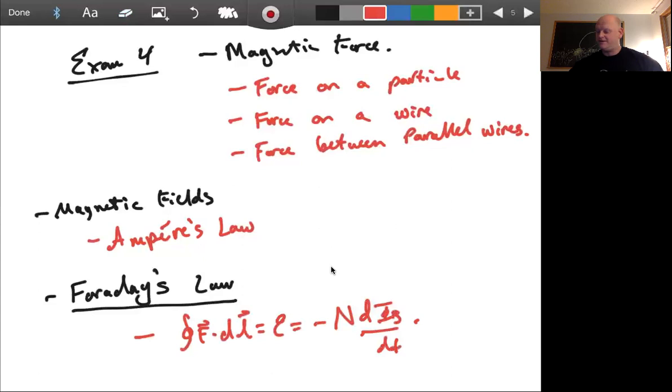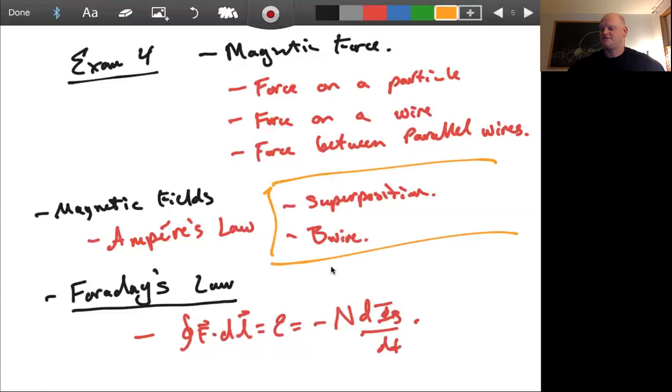With magnetic fields, another thing to pay attention to is superposition of the fields. And then some fields we want to pay attention to are, for example, the magnetic field of a wire. So we'll add these there as well. Good, and I think that's about it for exam four. So ultimately, not too much.